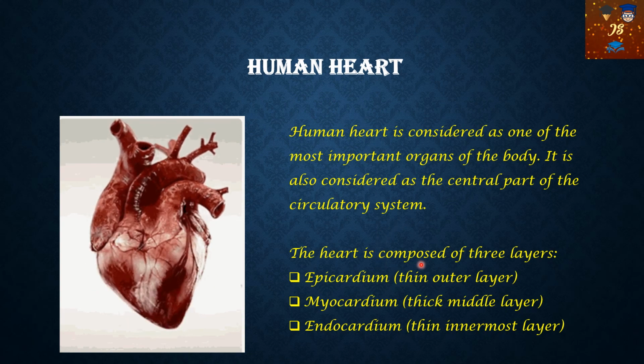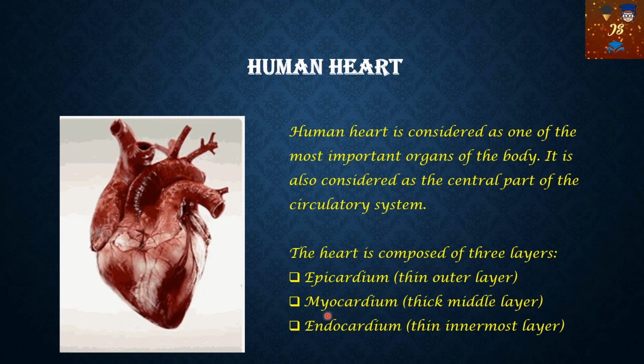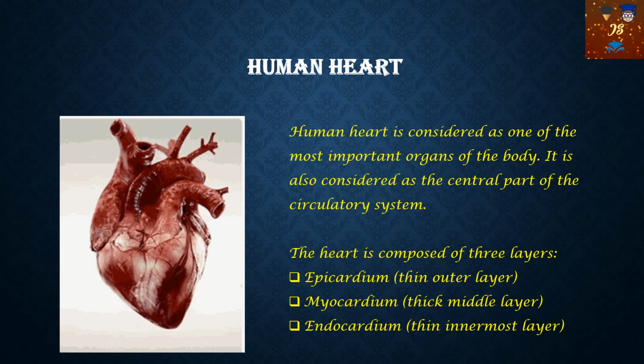So the heart is composed of three layers. The outermost layer is called the epicardium, which is a thin layer, and the innermost one is the endocardium, that is also a thin layer. But the middle layer, the myocardium, is the thick middle layer. Now, why is it thick? Because most of the cardiac muscle is present here. So for that reason, the middle layer is the thickest layer of the human heart.